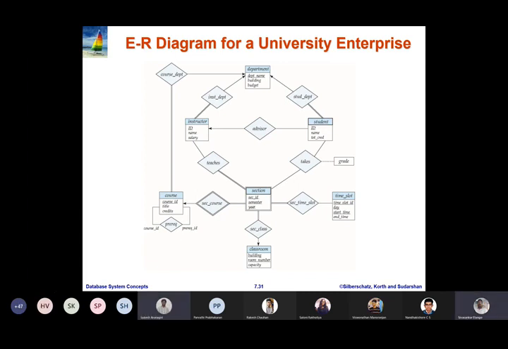So a strong entity is represented as a relation by using the entity name. So the relation name is going to be department, and the attributes will be department name, building, and budget, right?